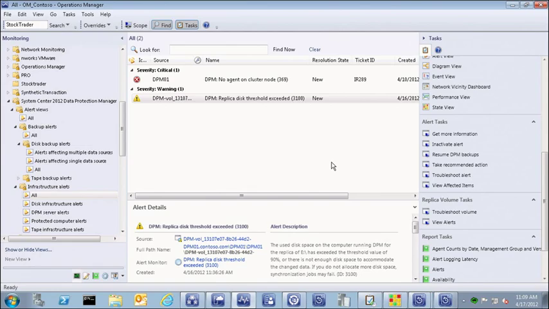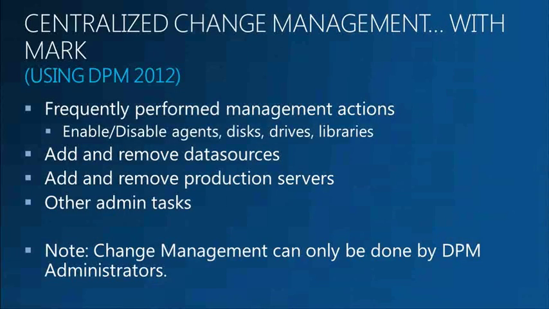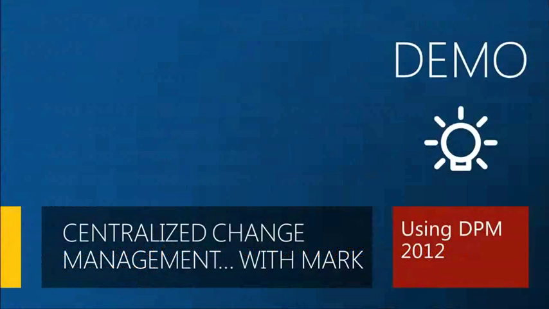So let me switch back to the presentation and recap what we saw. What we saw was centralized change management possible using DPM 2012. No more RDP. It's better if the experience doesn't even open up a remote console, or in the worst case, it can open up a console, but it won't ask you to move to the DPM server. And all the frequent actions you want to do: add a data source, remove a data source, add a protected server, remove it, enable, disable agents, tape drives, tape libraries. We actually have a bunch of stuff. All of those actions are available from the remote console itself.